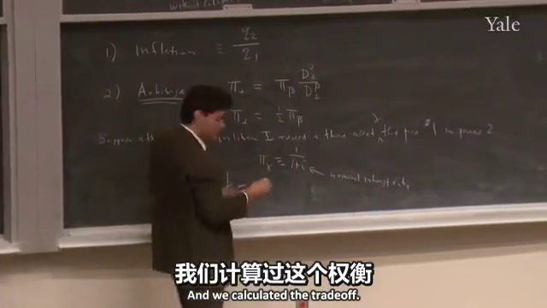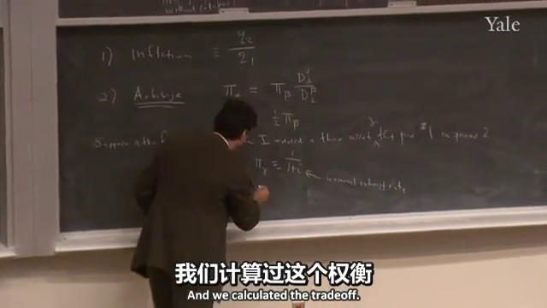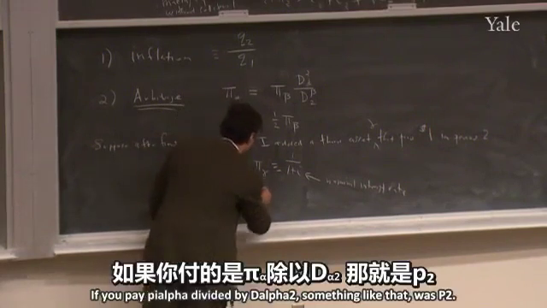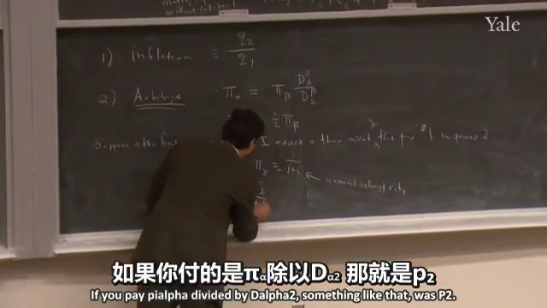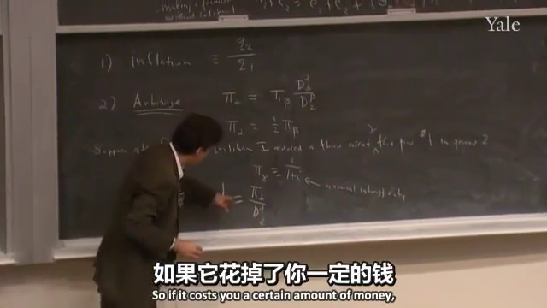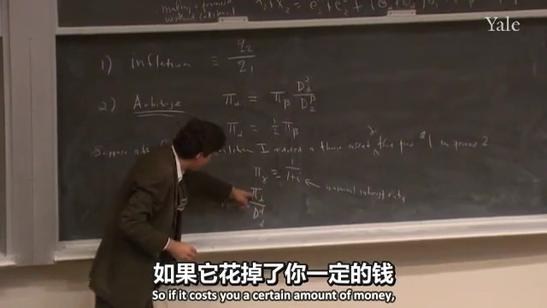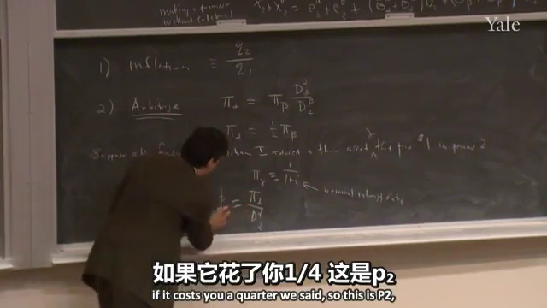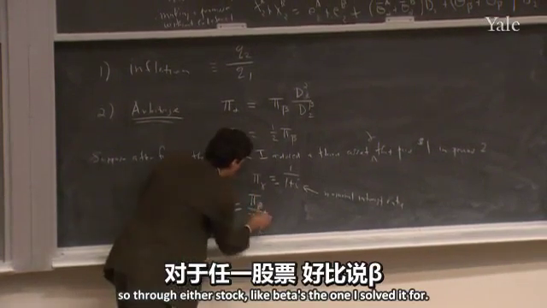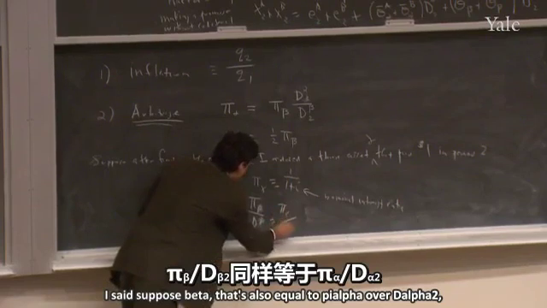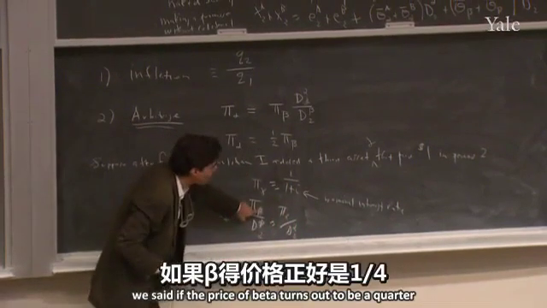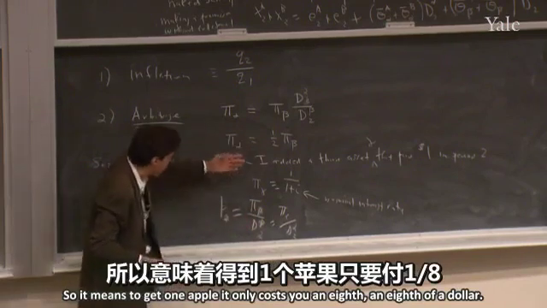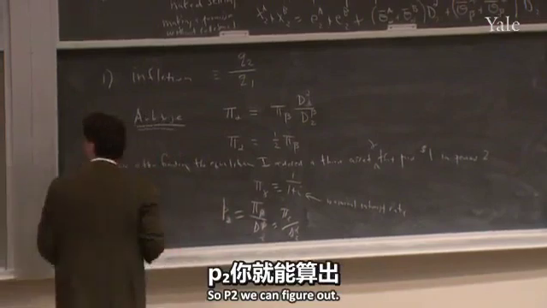P2 was going to be... What was P2? I forgot what P2 was. Anyway, how much did you have to pay? If you pay pi alpha divided by d alpha 2, something like that, was P2. So if it costs you a certain amount of money and you get, this was beta, so this is P2. Beta is the one I solved it for. We said if the price of beta turns out to be 1/4 and you're getting 2 dividends, then by paying 1/4 you get 2 dividends. So to get 1 apple, it only costs you 1/8, an eighth of $1. So P2 we could figure out.